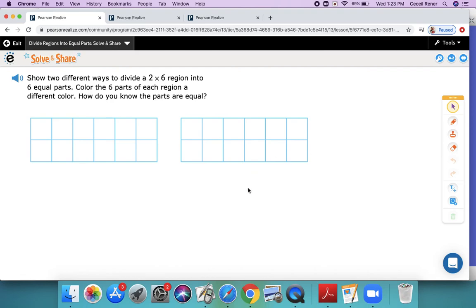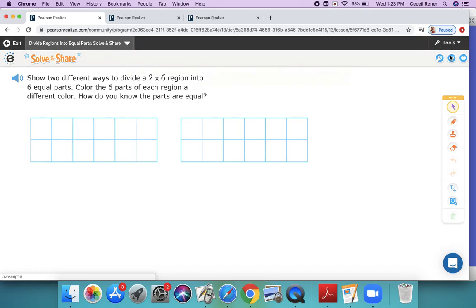So how can one of the regions be divided into 6 equal parts? Think about that, and then I want you to do it, and I want you to color the 6 parts of each region a different color. You can pause the video while you do that, and then we'll reconvene and share our results. Are you ready to show me your results? And I'll show you what I have.